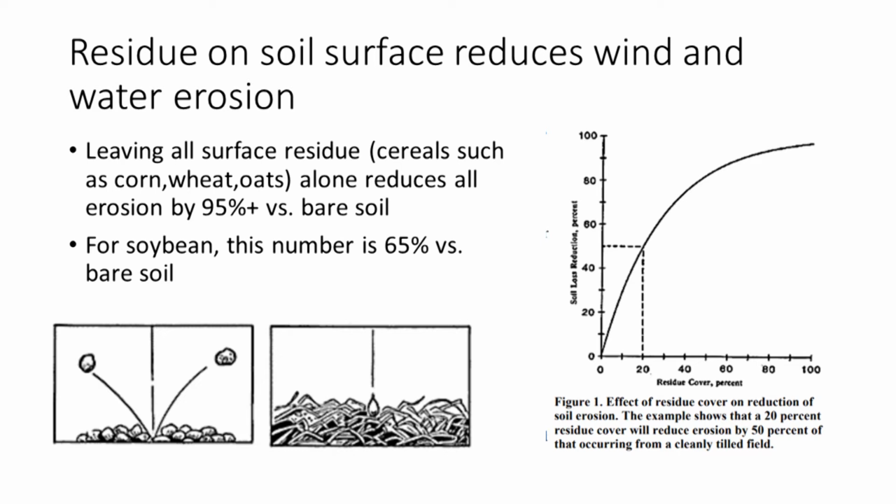For soybeans or other legumes that decompose more rapidly, there's not as much residue after harvest. This number is about 65% versus bare soil, so still a huge reduction in erosion. Overall, having the soil covered, even 20-30% covered with residue, can reduce erosion substantially. The graph here says you get about 50% erosion reduction with 20% soil residue cover. Okay, so this is the number one benefit of residue, reducing erosion.